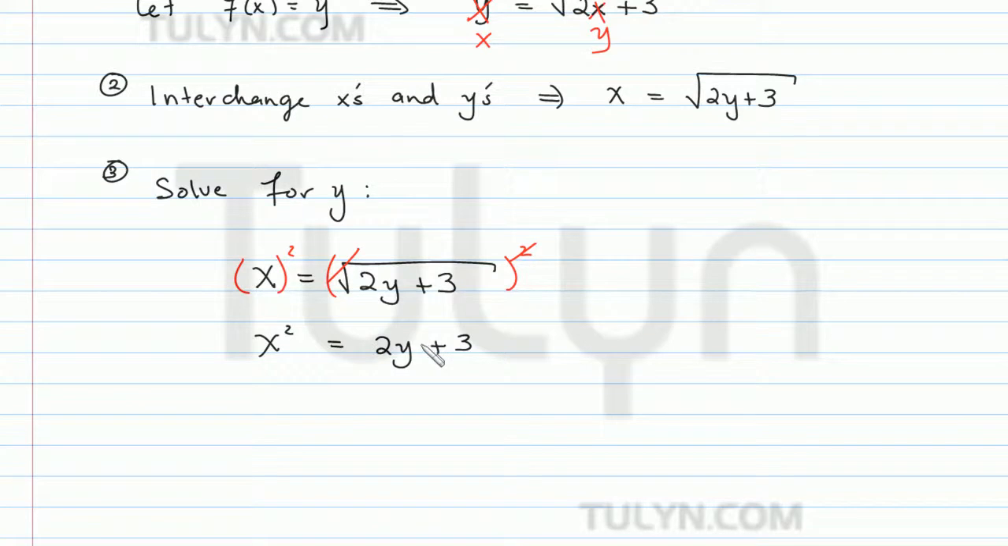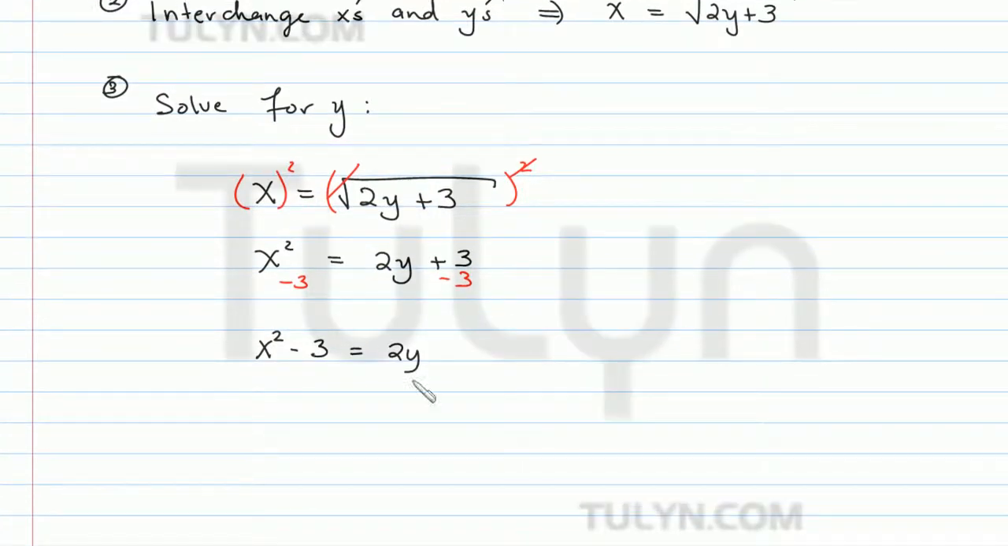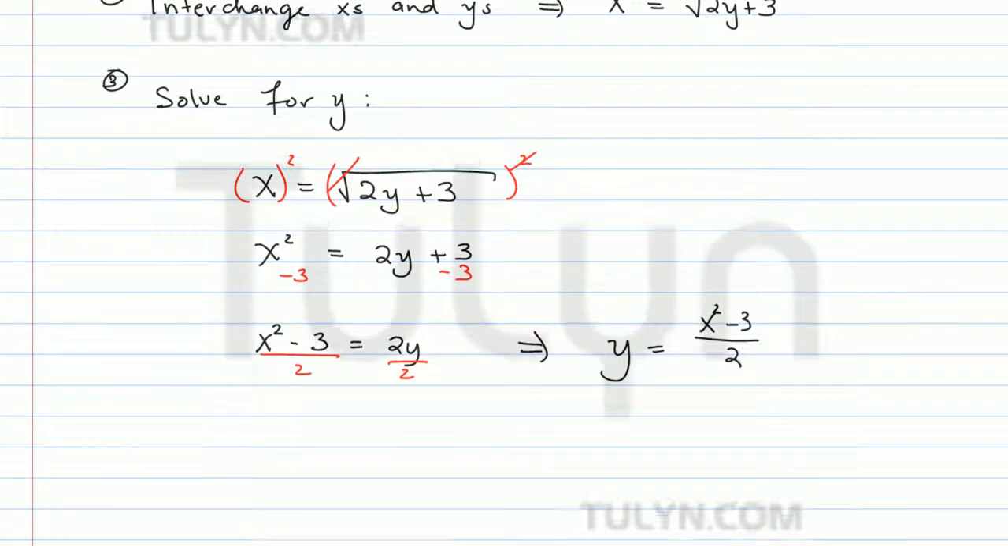Alright, so now, continuing to solve for y, let's subtract a 3 from each side of the equation. So we get x squared minus 3 is equal to 2y. And then finally, our last step to solve for y is to divide both sides by 2. So our inverse is going to be y is equal to x squared minus 3 over 2.